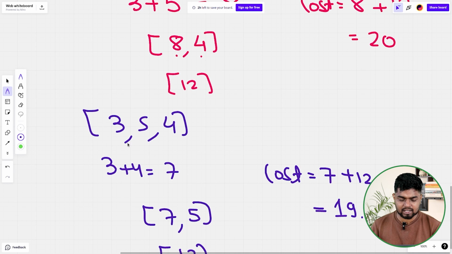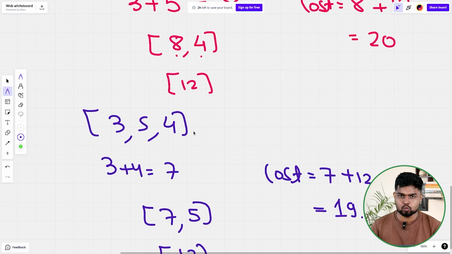The way we connected was that we always connected the two smallest ropes at that point of time. So if you have to minimize the cost of your overall connection, you should minimize the cost of connection at each and every step.